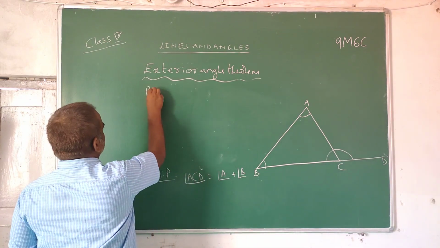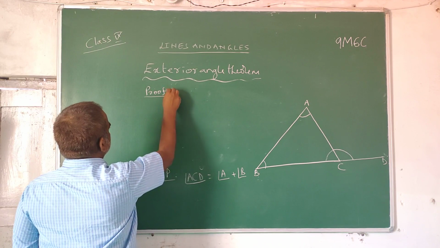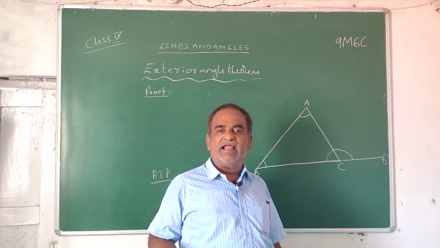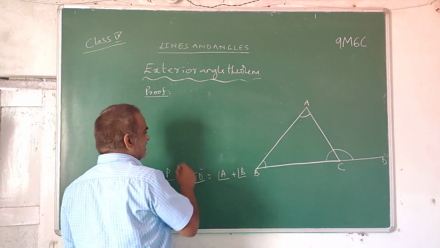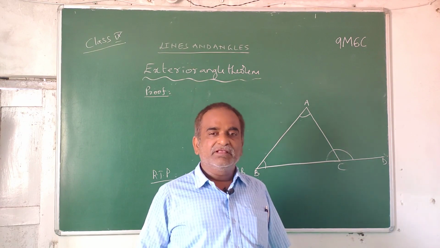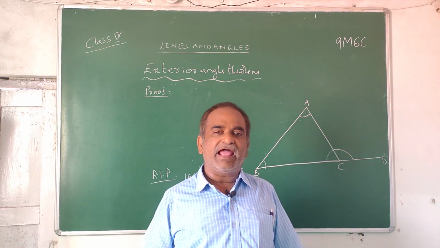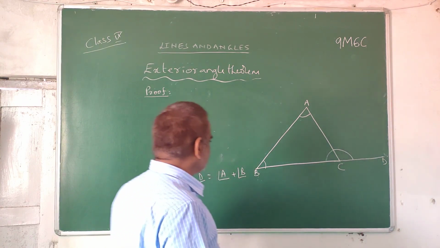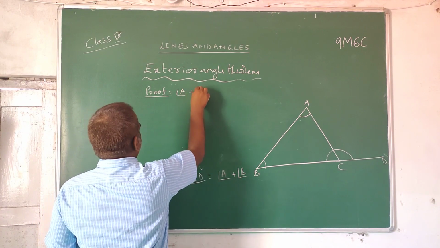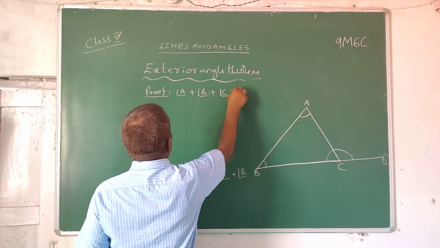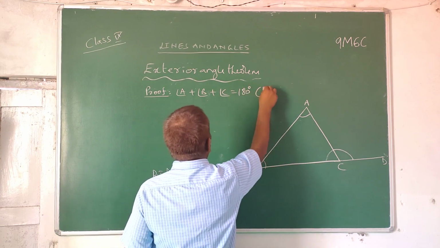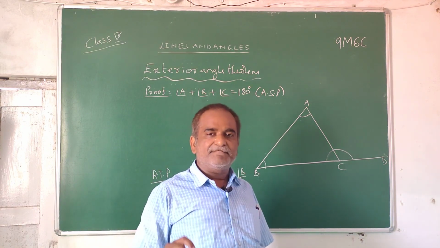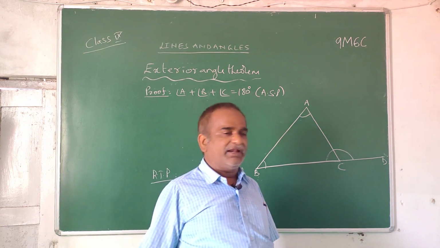So now, proof. As we have just proved, the sum of the interior angles in a triangle is 180 degrees. That is the angle sum property of a triangle: the sum of all interior angles of a triangle is equal to 180 degrees. So angle A plus angle B plus angle C is equal to 180 degrees, because of the angle sum property. I am writing with abbreviations, but you have to write the complete sentence. Okay.